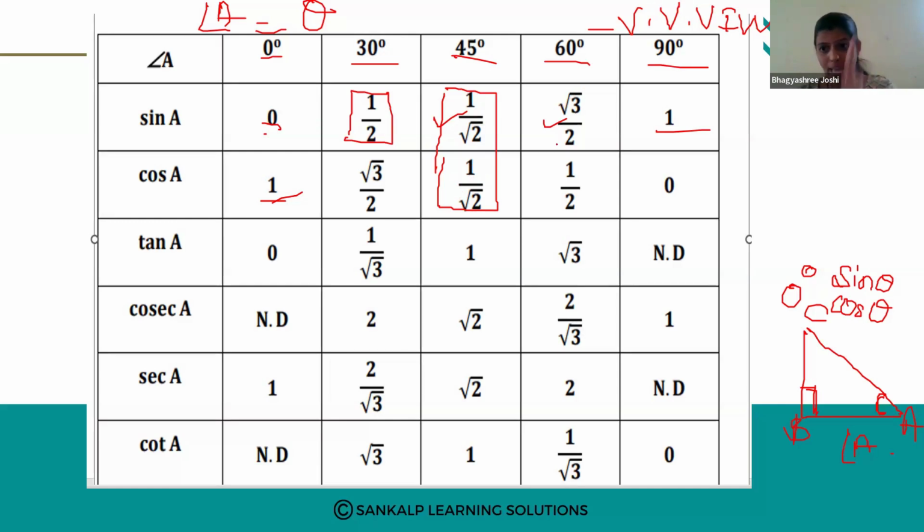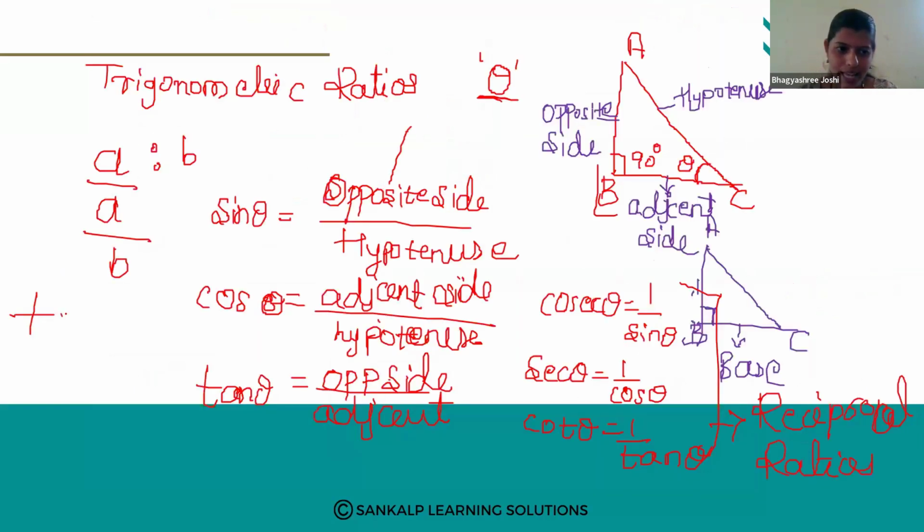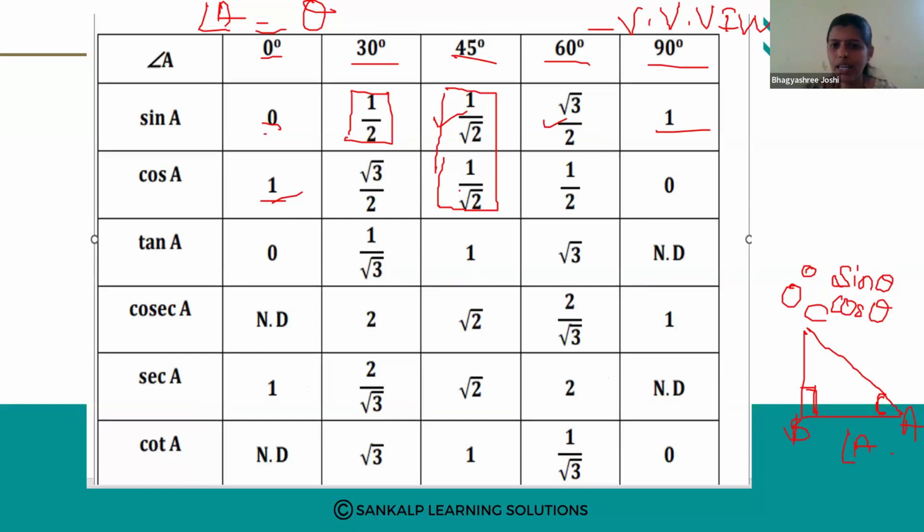For 60 degree, sin divided by cos. Tan means sin divided by cos. So always remember, tan theta means sin theta divided by cos theta. Here, root 3 divided by 2 and 1 divided by 2, so the 2 gets cancelled. Only root 3 divided by 1 remains, which is root 3. Sin 90 is 1 and cos 90 is 0, so 1 divided by 0 means it is not defined. ND means not defined.